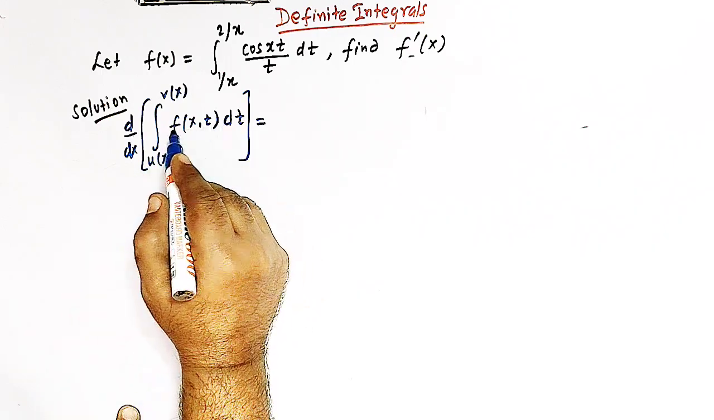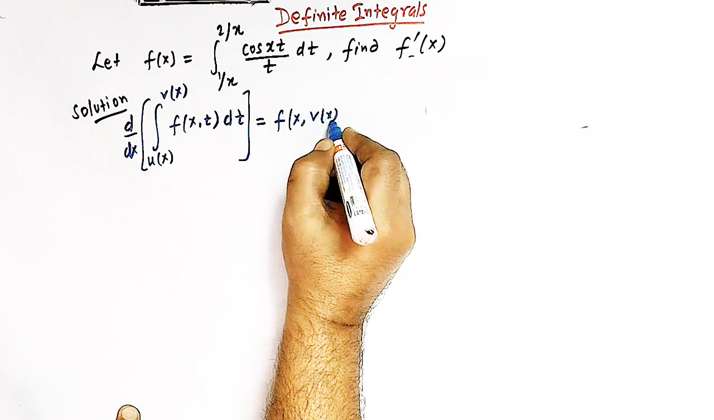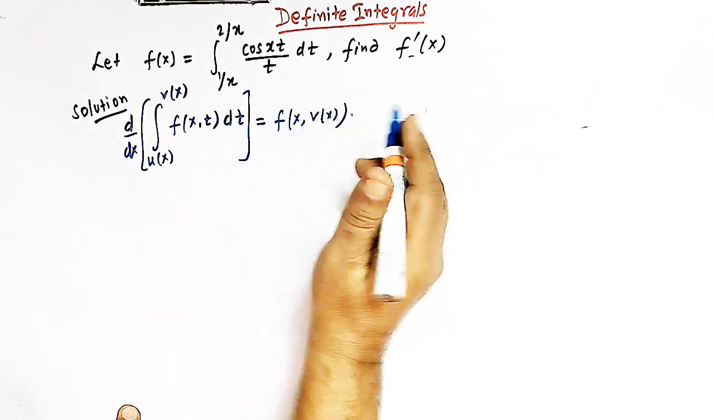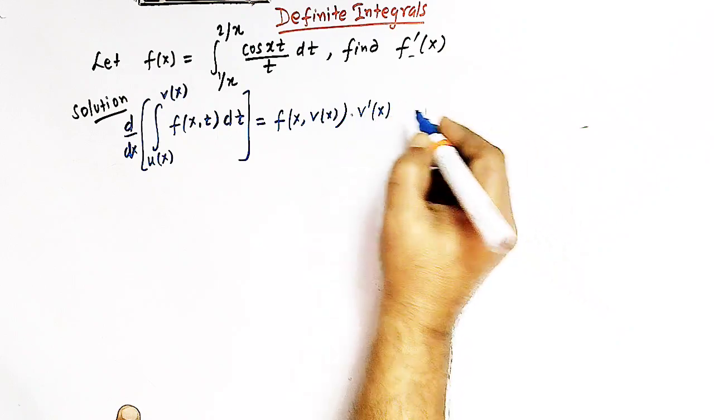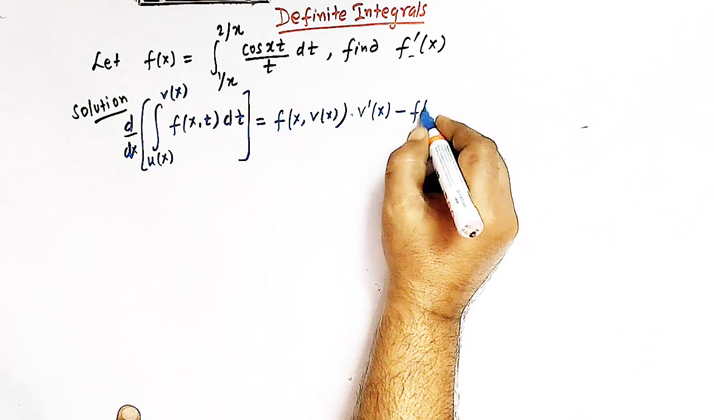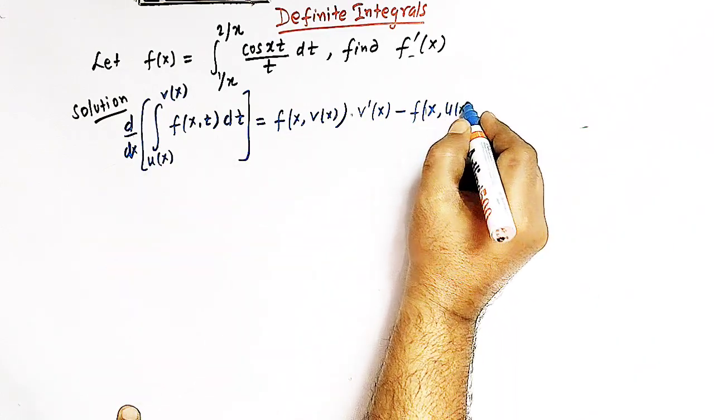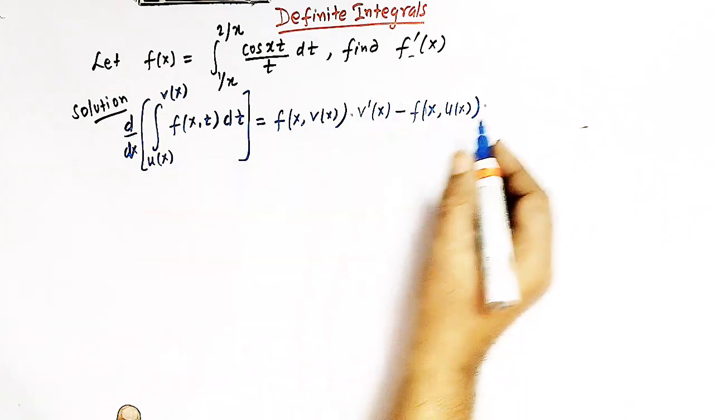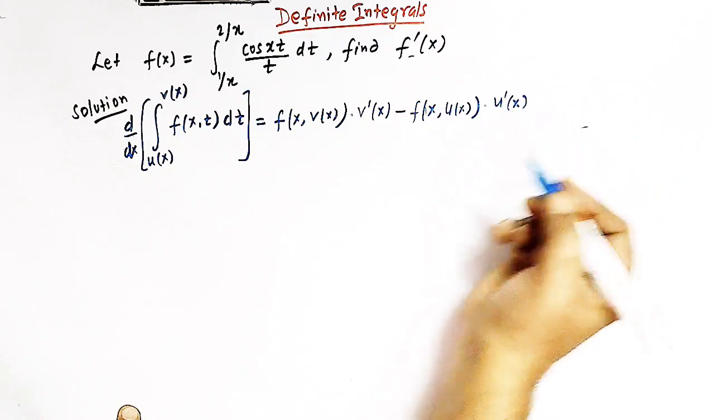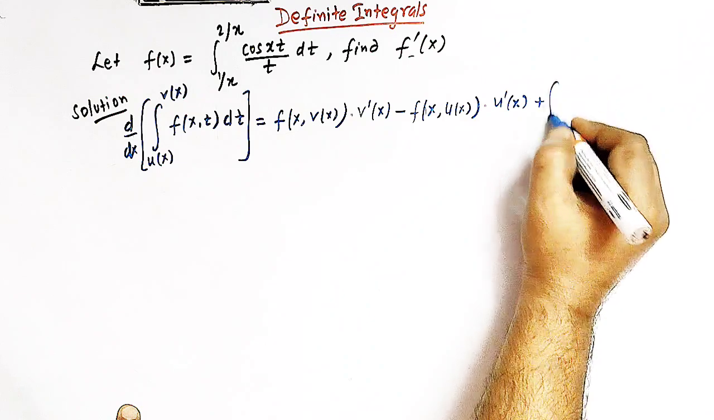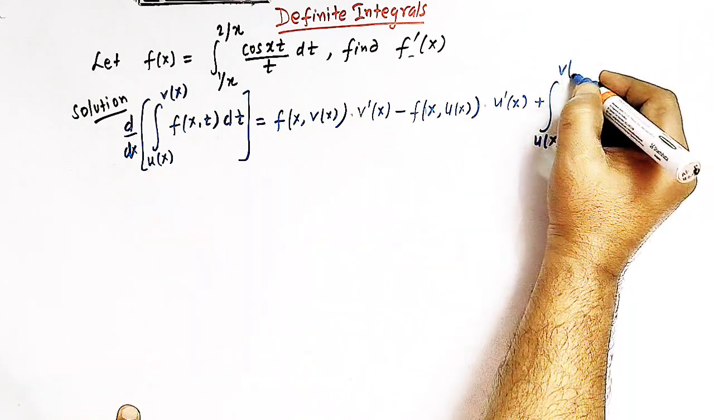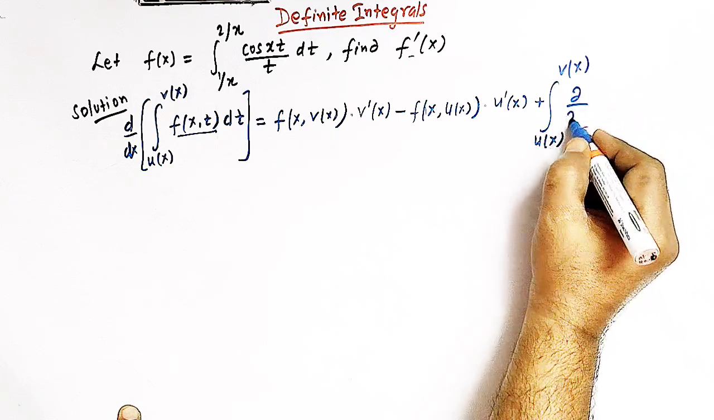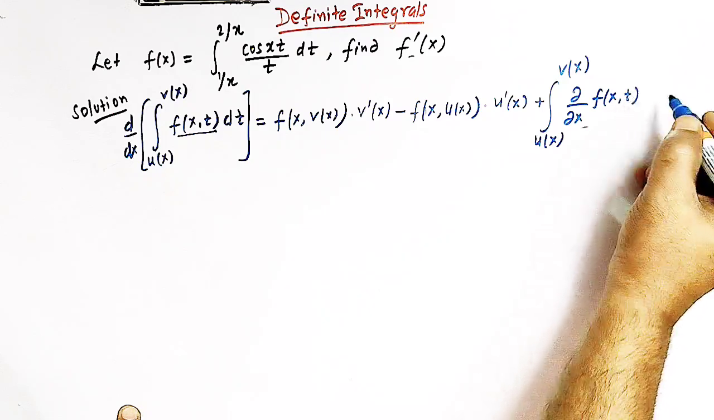says that first we'll write f of x comma v of x, that is first we'll replace this t by this upper limit v of x, then we multiply this quantity with the derivative of v of x, that is v prime of x, then we take a negative sign, and then we write f of x comma u of x, that is this time we'll replace this t by the lower limit, that is u of x, and then we'll multiply this quantity with the derivative of u of x, that is u prime of x, and then here we'll write a positive sign, and the integral from u of x to v of x, and we take the partial derivative of this function with respect to x, that is we'll write del by del x of f of x comma t, dt.